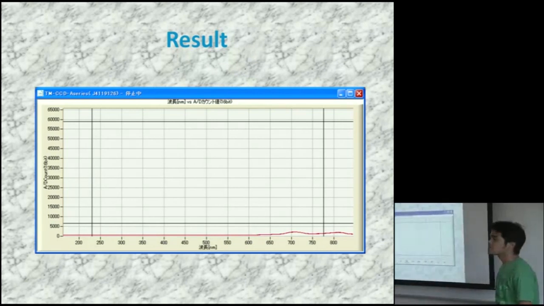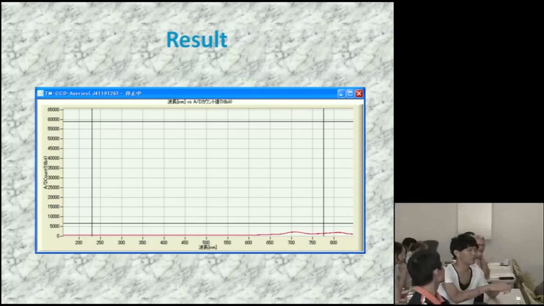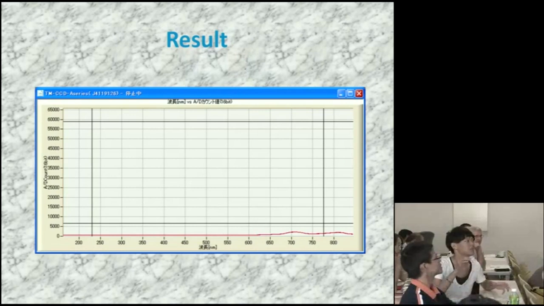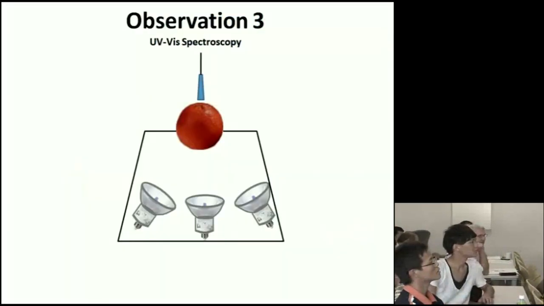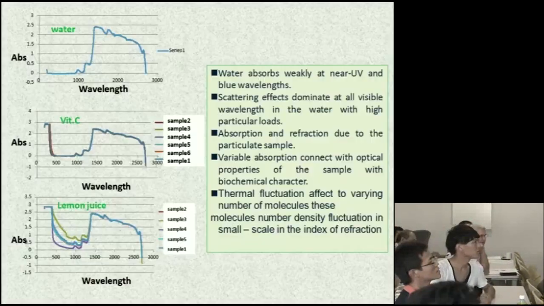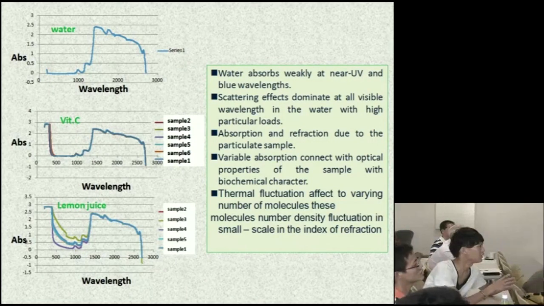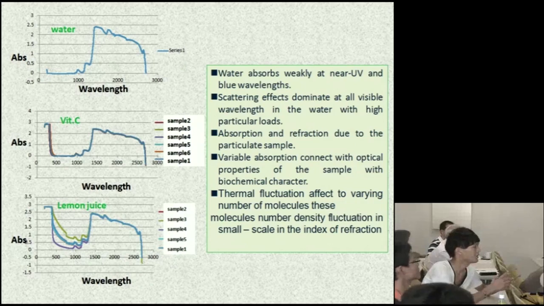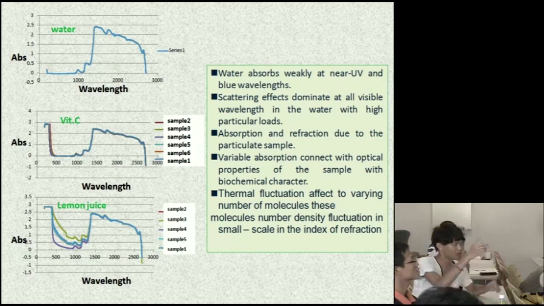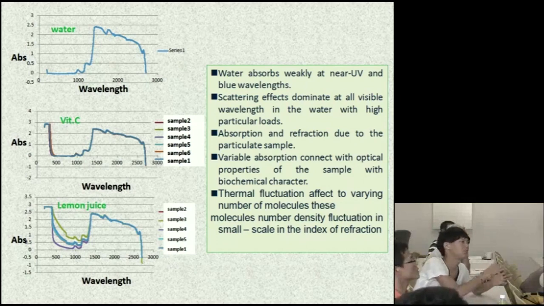Also, go back to the slide comparing water, vitamin C and lemon juice. This one? Yeah. In the case of lemon juice, the shape of the graph is not consistent, not the same. Is this due to the concentration of the juice?